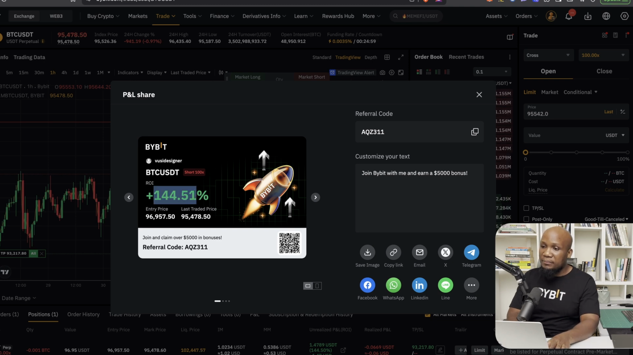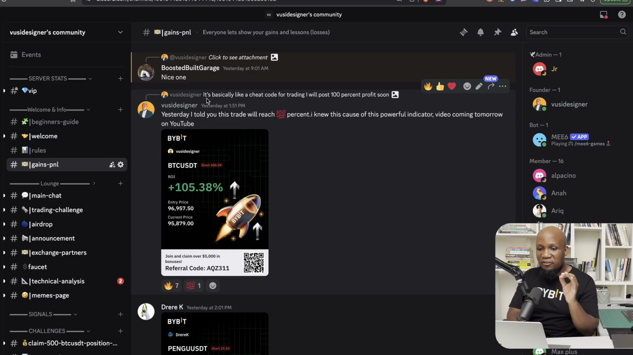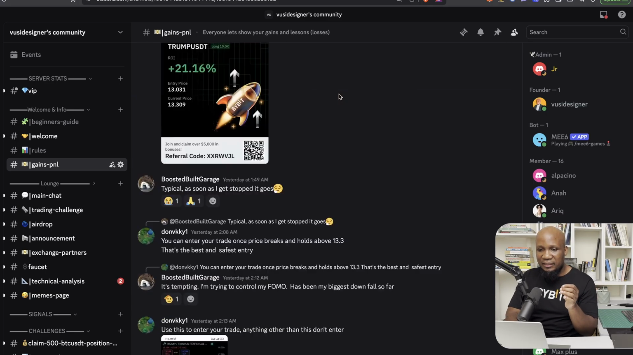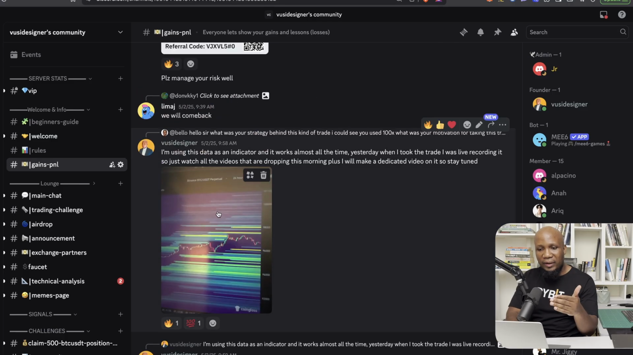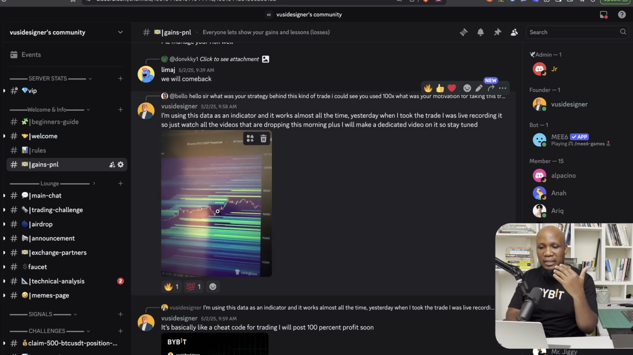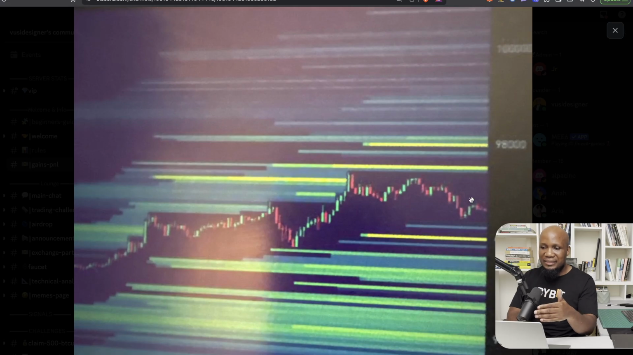In fact, if you come to our Discord here, I did tell everybody within the group, I said basically, using this tool, the tool that I'm showing you right now is like a cheat code. This trade will give me 100% very soon. I knew that this trade would give me 100% profit very soon. And at that time, if I click on this trade, it was around 60%, right? And I was already discussing this within our group, giving them this tool. Actually, you can see here, the key area here was 98,000, 97,000.